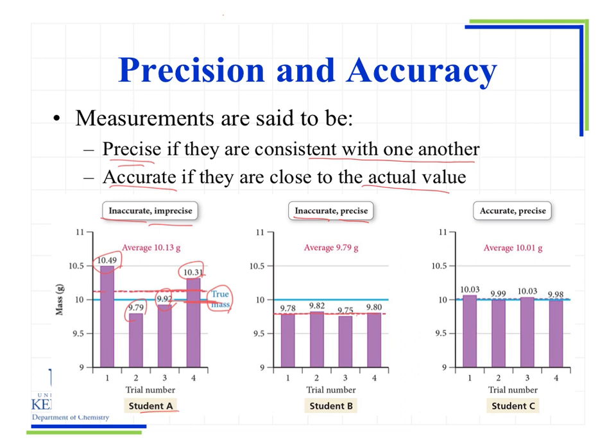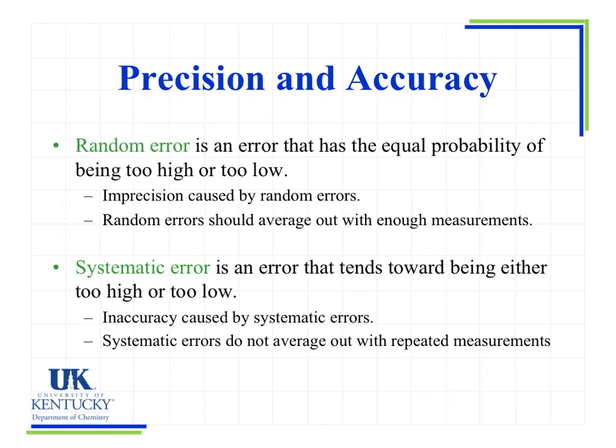The third student, you see all the results are very close and the average is right next to the true value. Okay, so it's both accurate and precise. Where do these errors come from? So the error might be a random error or it might be a systematic error. Okay, a random error is an error that has the equal probability of being too high or too low.